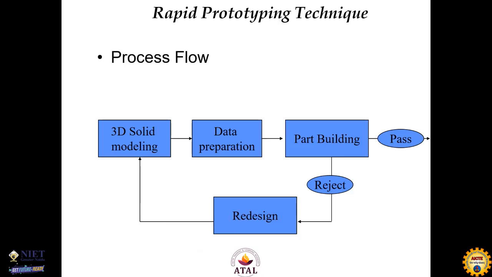If the part is okay, then we pass the part. Otherwise, the part is not okay, and we have to reject it. Then we have to redesign, recreate the solid model, and rebuild the part until we get the desired part.